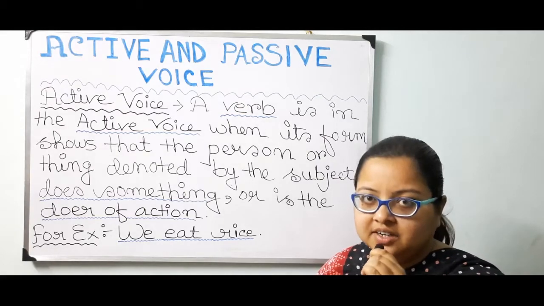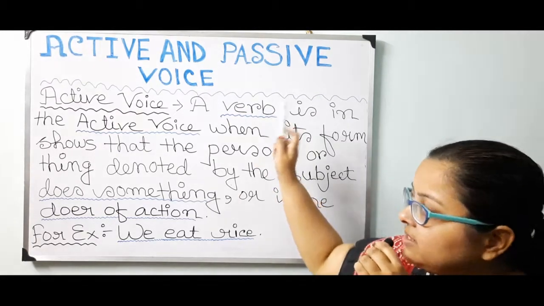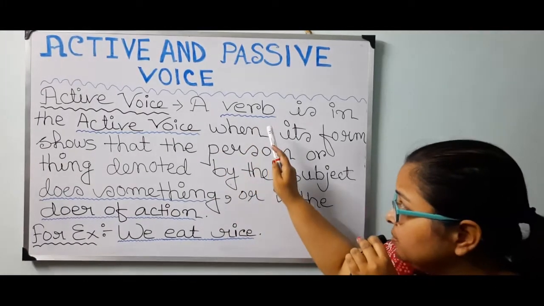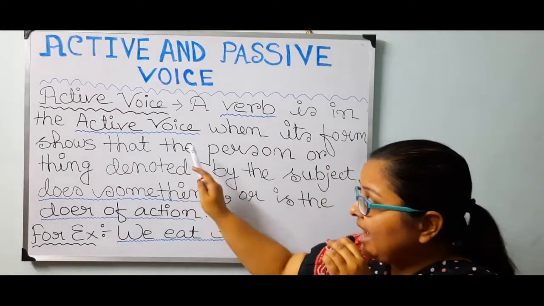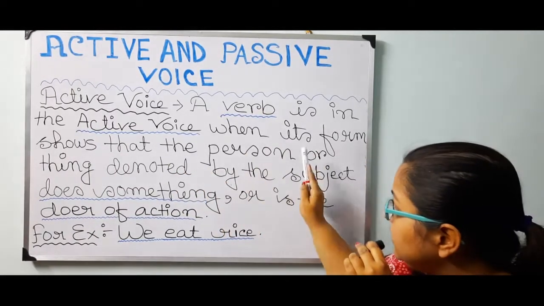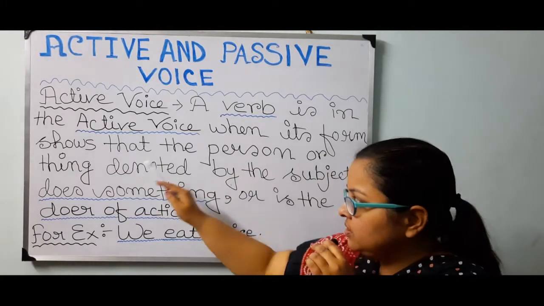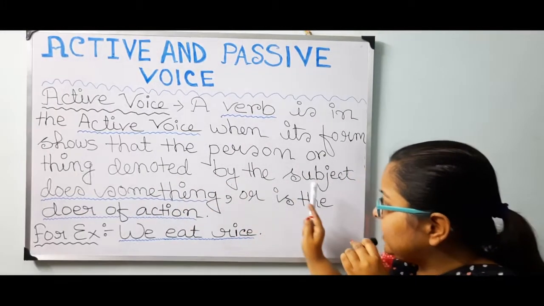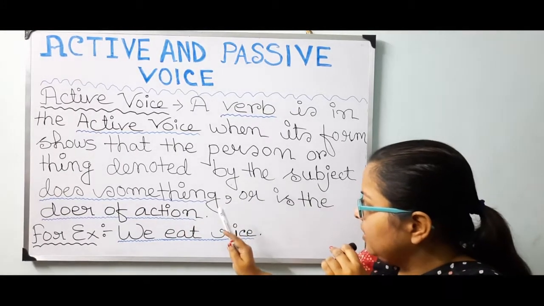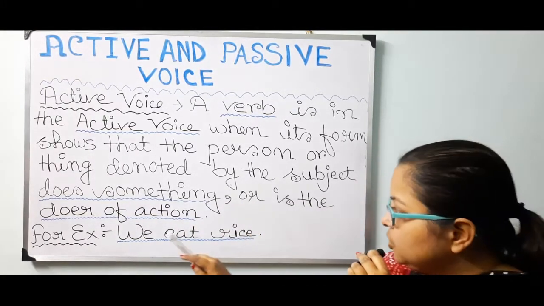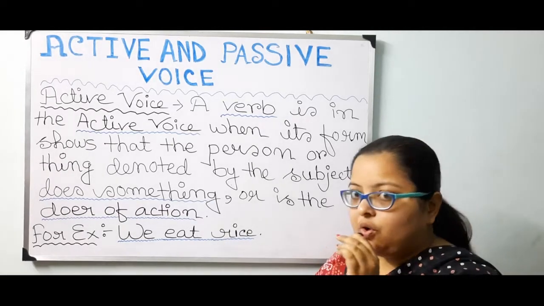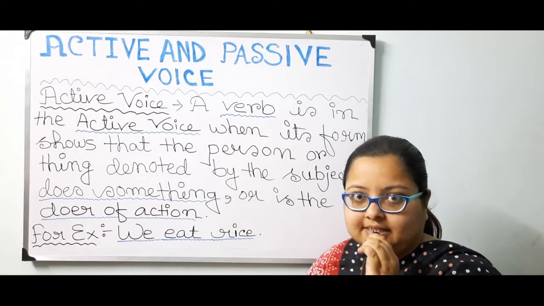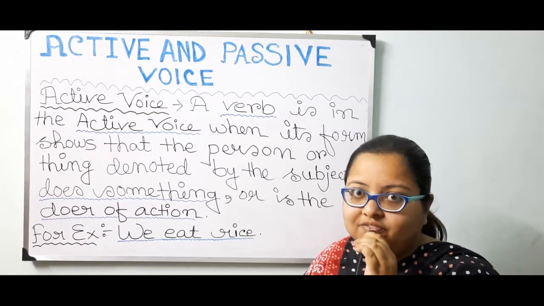Students, let us start today with active and passive voice. Active voice: a verb is in the active voice when its form shows that the person or thing denoted by the subject does something or is the doer of the action. So a verb basically reveals that a sentence is in active voice.